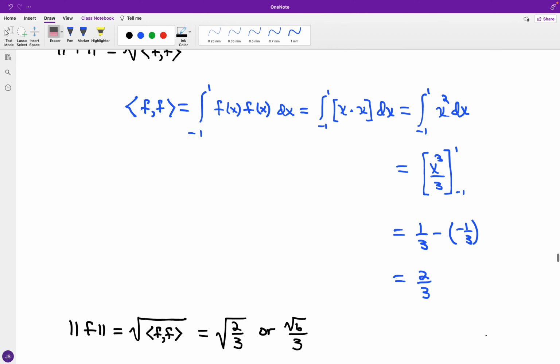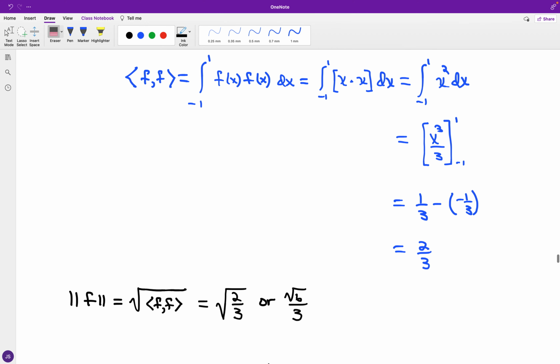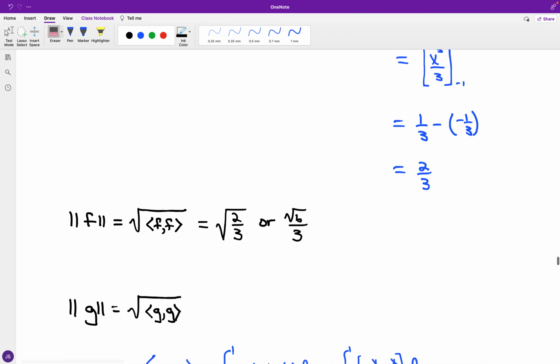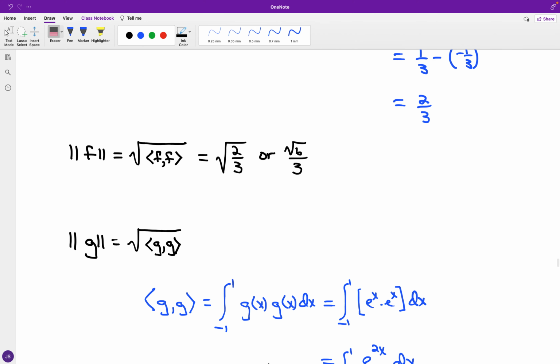And for the norm of f, that is going to be the square root of 2/3, or the square root of 6 all over 3. And for what we have in the case of the norm of g, we have the square root of the inner product of g with itself.